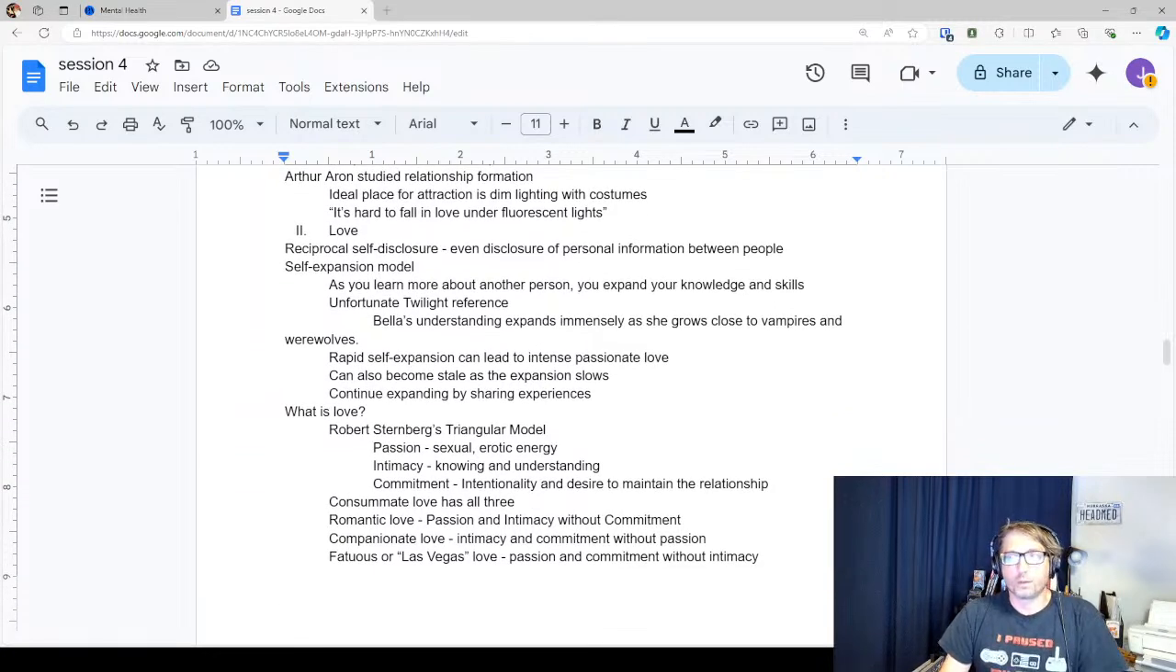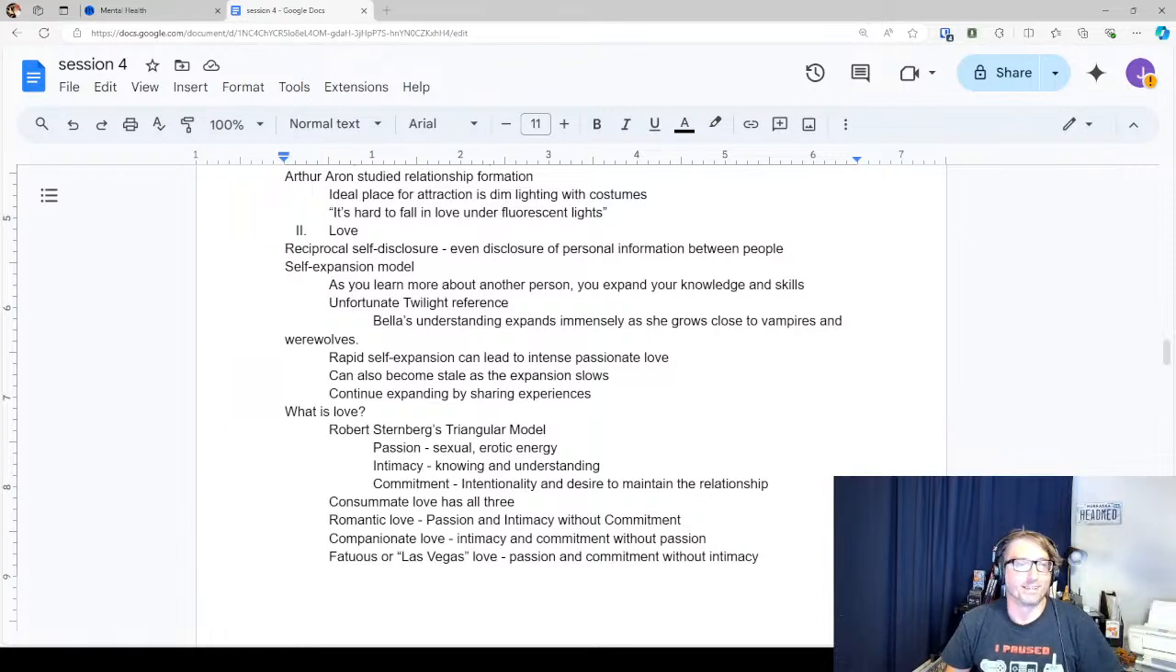So then he gets into love. How do we get from attraction to full-on love and relationships? One of the ways people can do that is with reciprocal self-disclosure, by disclosing personal information between people evenly. We can expand our knowledge and skills. And then the self-expansion model. The self-expansion model shows that when you connect with another person and start to get introduced to their world, your understanding, skills and knowledge can increase.